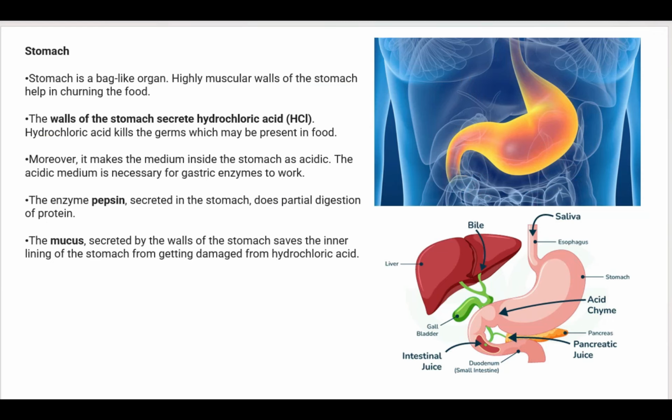food from the esophagus will move to the stomach. Stomach is a bag-like organ, and this is where the churning of the food will take place, as if it's a mixer grinder. So there's a complete churning that will happen.